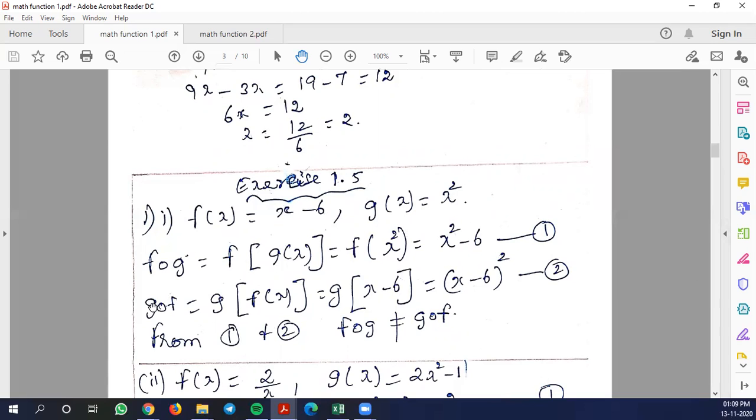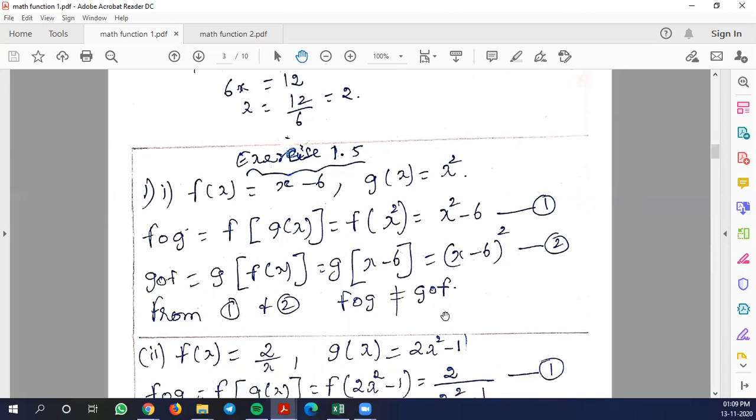Then what is g of f? g of f means g of f of x. That's equal to g of, what is f of x? x minus 6. This full term is x now. What is g of x? It is x square. x square means what? x minus 6 the whole square. From 1 and 2, these two are not equal.